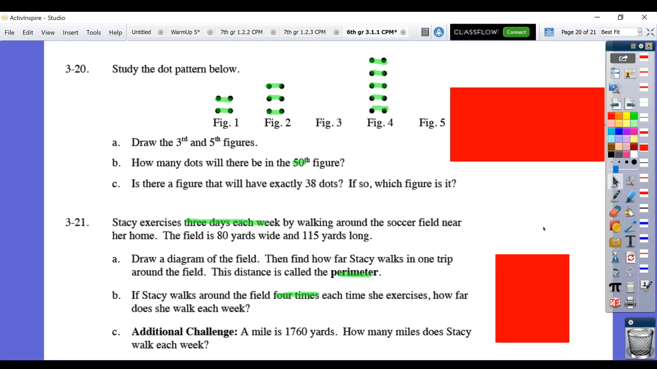Okay. And then you are doing the additional challenge. If a mile is 1,760 yards, how many miles is she walking each week? So once you know for B how far she walked each week, how many miles is that? All right, because this will be in yards, this is in yards, and then you can divide to figure out how many miles she goes.